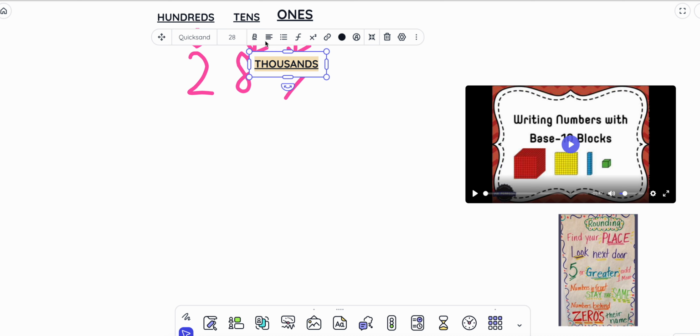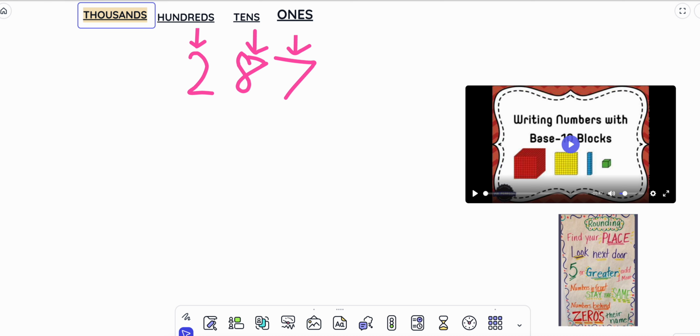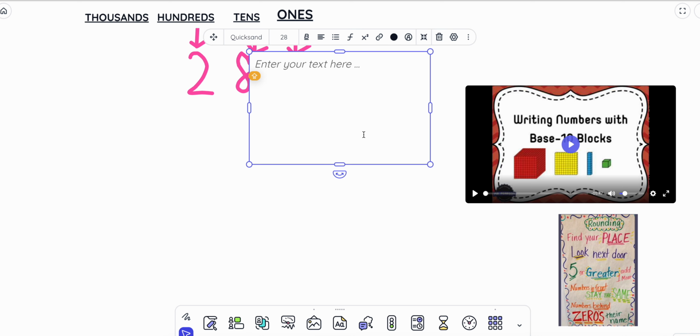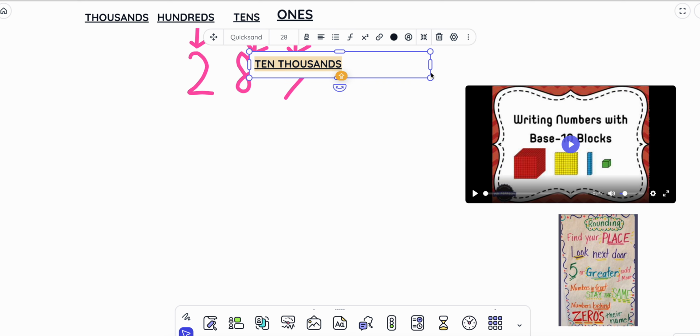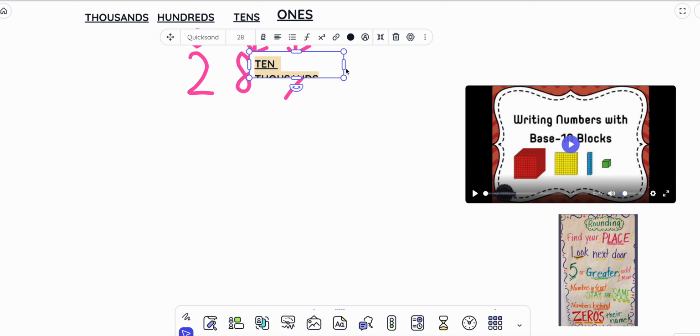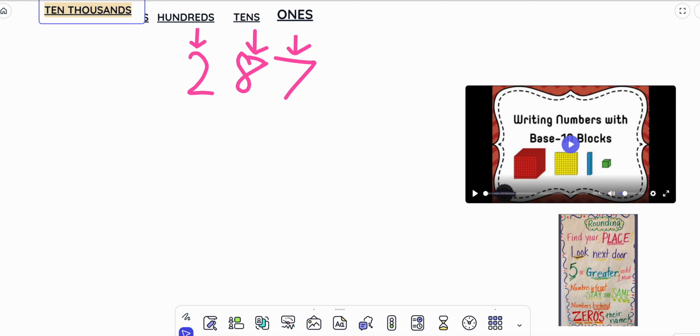And then sometimes the number can get even bigger. And after thousands, we've got 10,000s. And on and on and on. Then we'd have 100,000s. Then we'd have millions. Then we'd have 10 millions. Then we'd have 100 millions. But the place value concept, it keeps going.